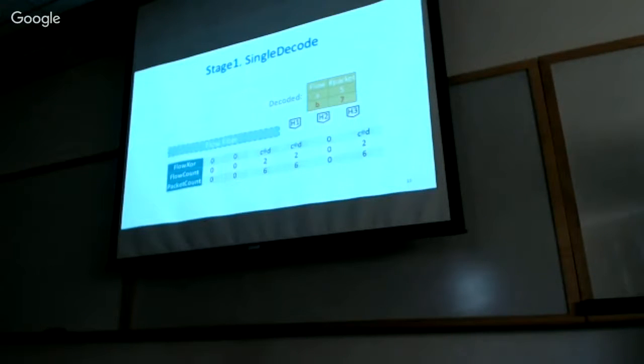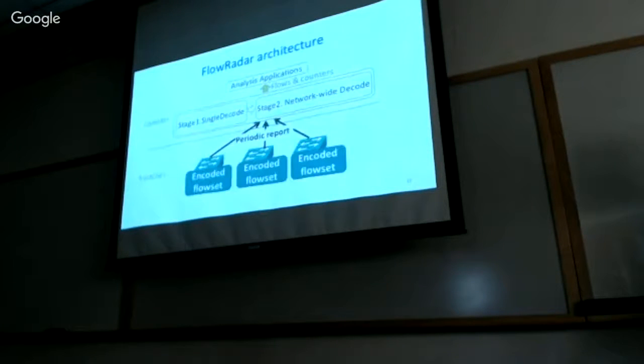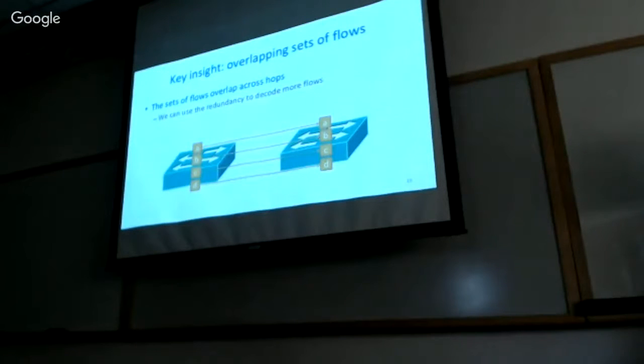However, now we stop at a stage where there are still flows remaining in the counting table, but there are no pure cells. Fortunately, the collector has the flow sets from all switches. We want to leverage network-wide information to decode more flows. This is achieved by the second stage of the decoding, network-wide decode. We observe that the sets of flows overlap across hops, which means there is redundancy on the collector. We can leverage redundancy to decode more flows.